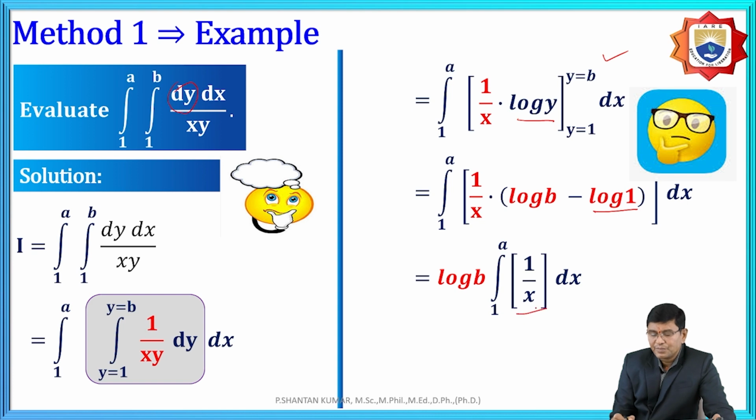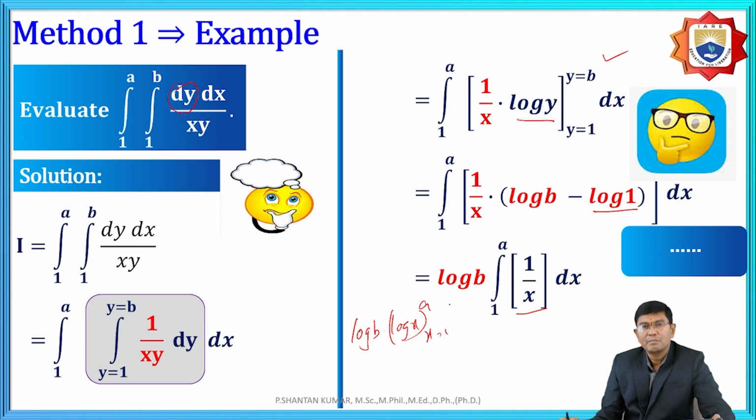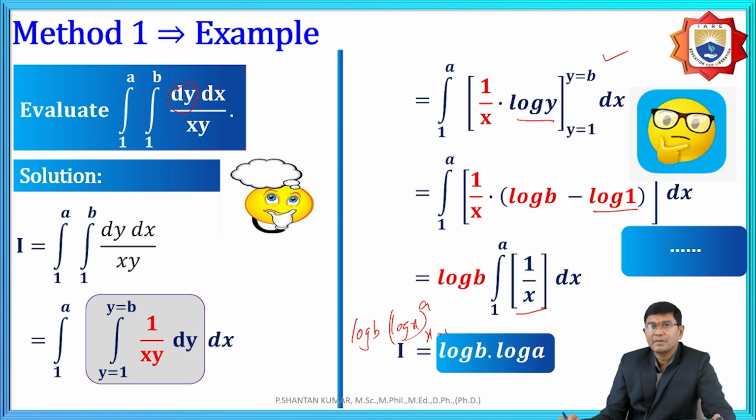And here the integration of 1 by x is log x. Therefore log b is taken out common and again log x, with x equal to 1 to a. Therefore by replacement of upper and lower limits, log a minus log 1. And here also, log a minus log 1, with the lower limit, log 1 is 0.